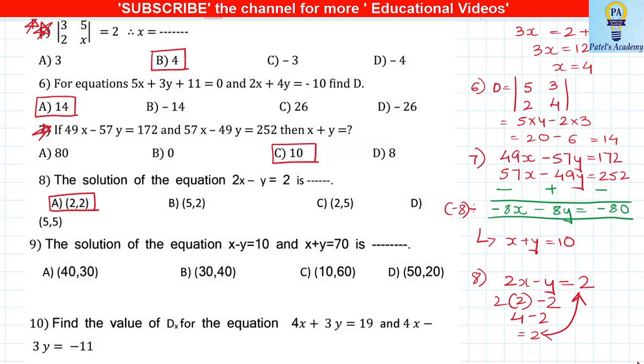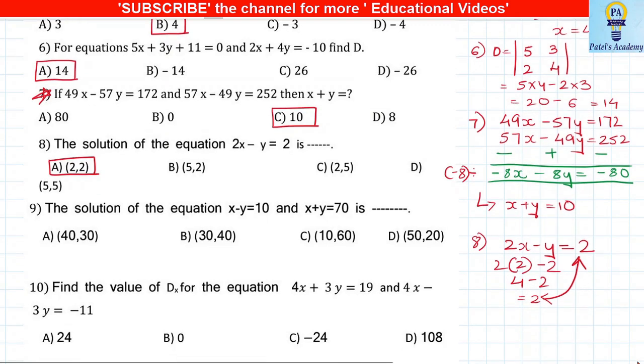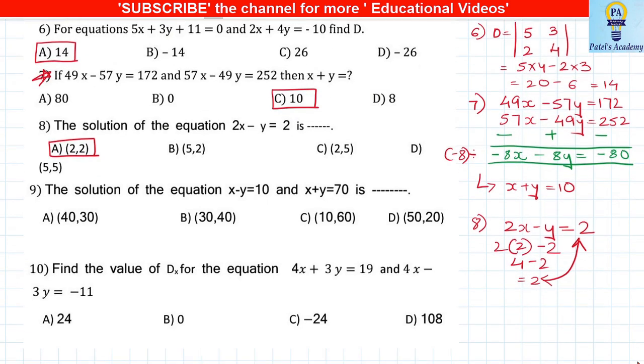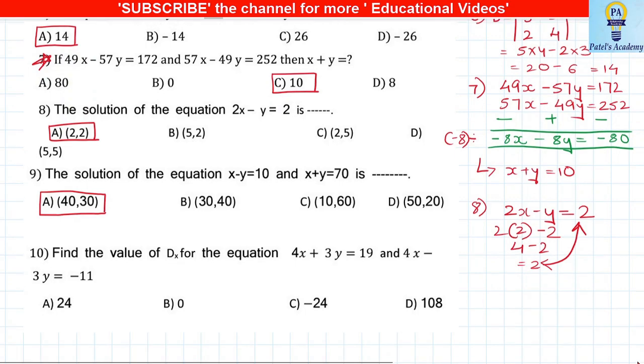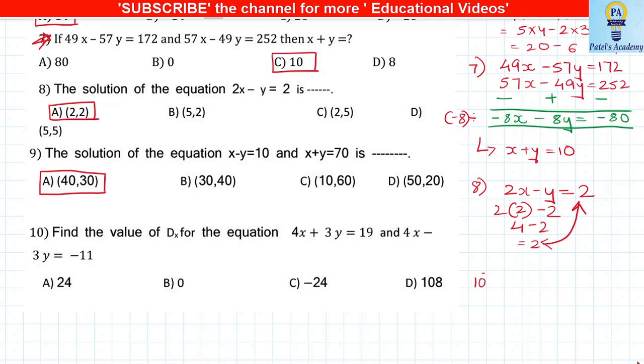Okay, now the next one, students, the ninth one, is the difference of two numbers, that is x minus y is 10 and x plus y is 40. If you want, you can solve the equations and get the values of x and y, or a simple logic will apply here. I want two numbers whose addition is 70 and difference is 10. So I can directly say that the option is A, 40 and 30. The difference is 10 and addition is 70. You can even solve the equation. Okay, fine.